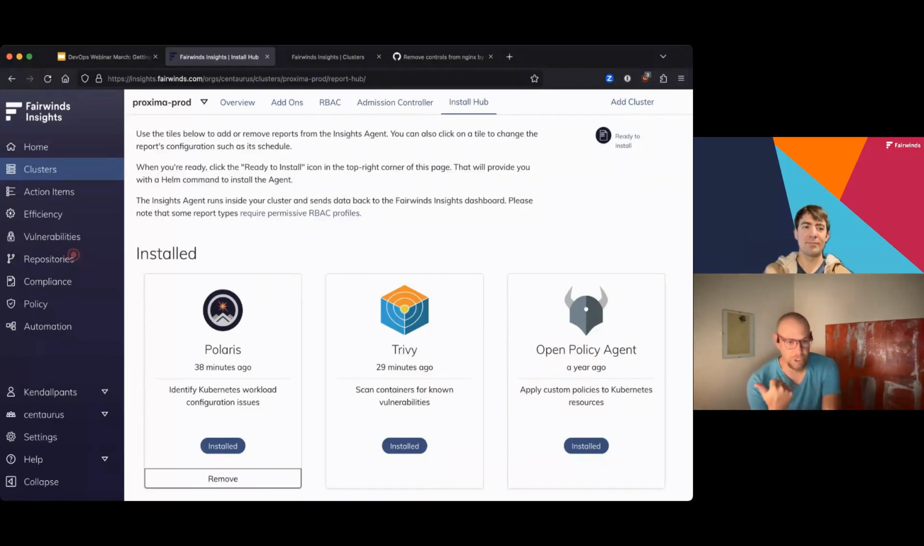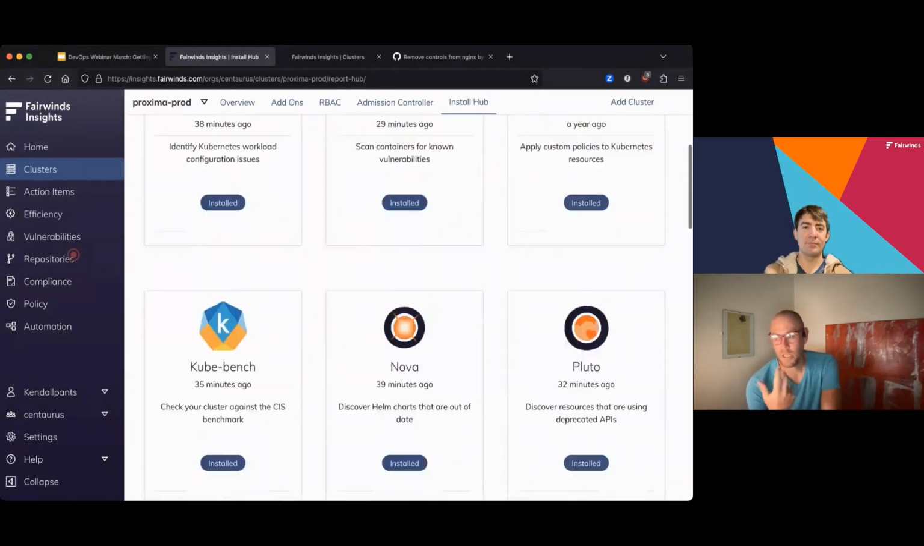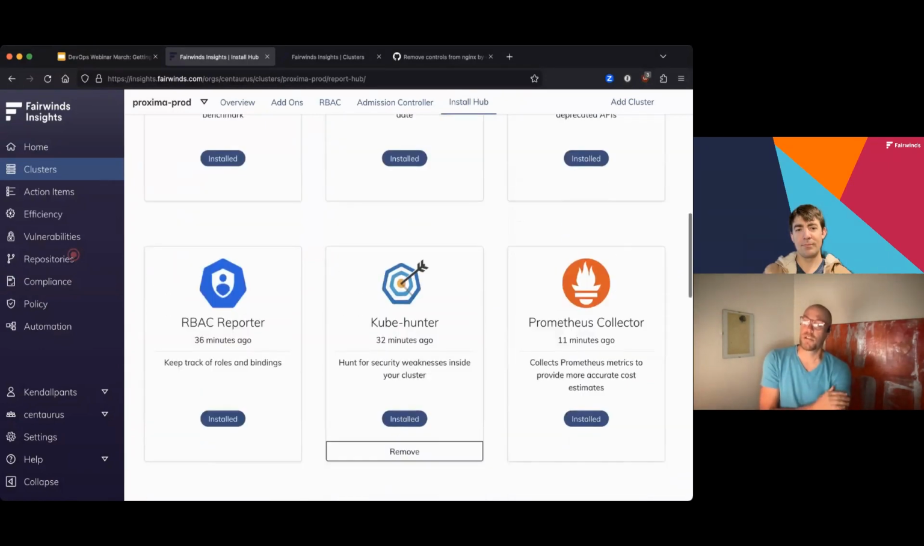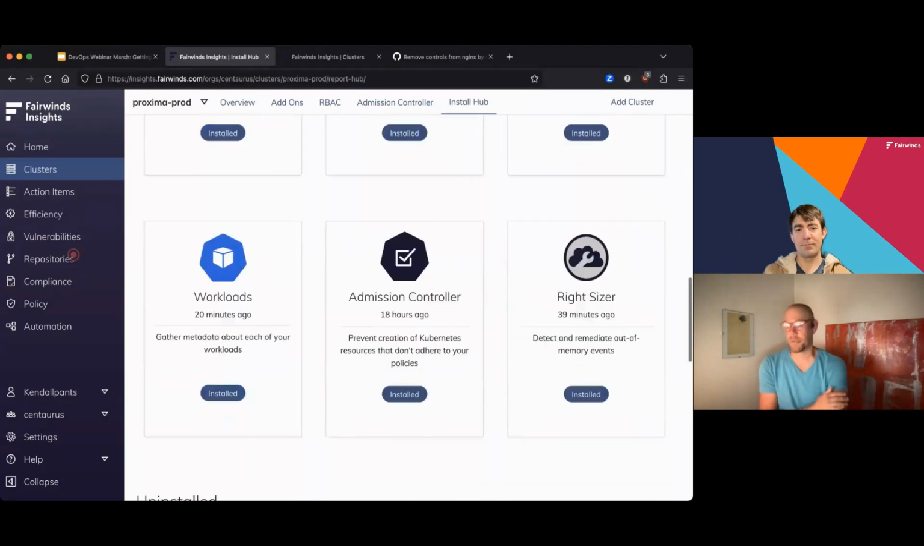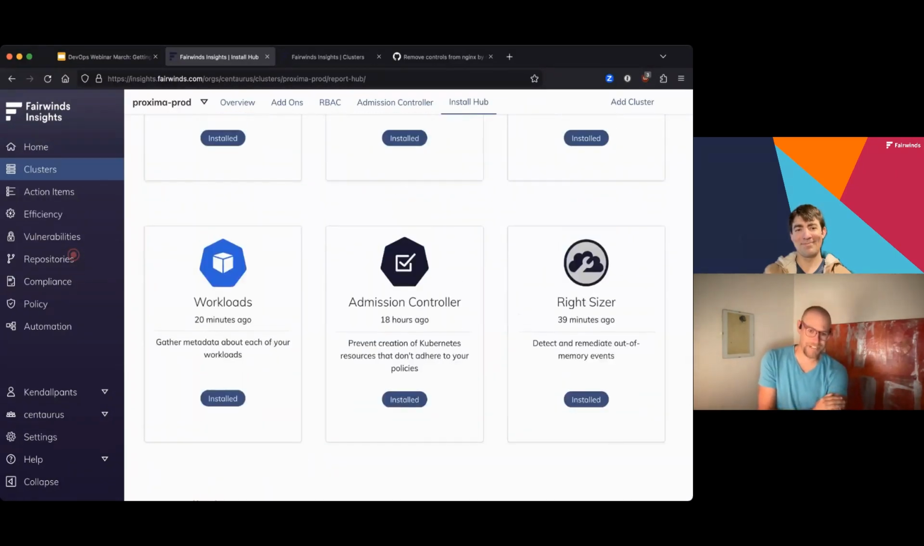But Polaris checks for common Kubernetes misconfigurations. This is one of our projects. Nova checks for out-of-date Helm charts, Pluto deprecated APIs. We also have Goldilocks integrated in here, all Fairwinds projects. But we support Trivy, which scans for known vulnerabilities. We have support for OPA. We also use KubeBench and KubeHunter and the Prometheus collector and a whole bunch of different things here, okay?